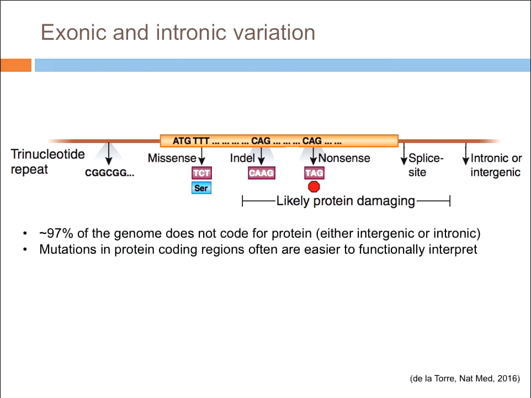There's also splice site mutations, and then most of the genetic variation that we talk about and that we know about is intronic or intergenic variation, which is because 97% of the genome does not code for proteins. So Bernard's specifically going to talk about these intronic or intergenic mutations because these often are thought to have a gene regulatory function. So they regulate the expression of different genes.